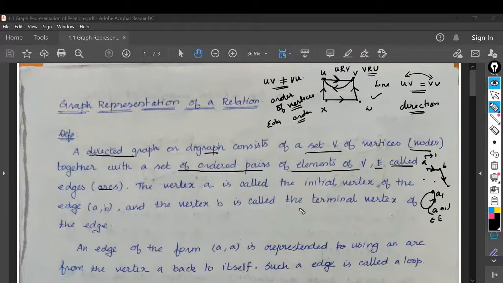Multiple lines are also allowed here. You can have two vertices where one line goes from A to B and another line goes from B to A. So this is the general representation of a directed graph, and with the help of this diagram we are going to represent our relation.